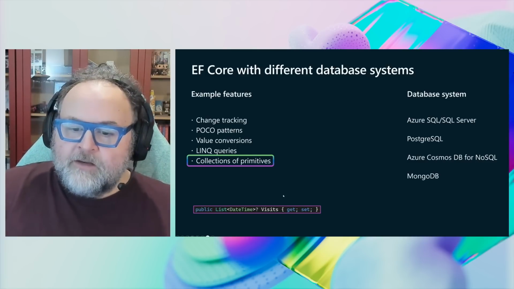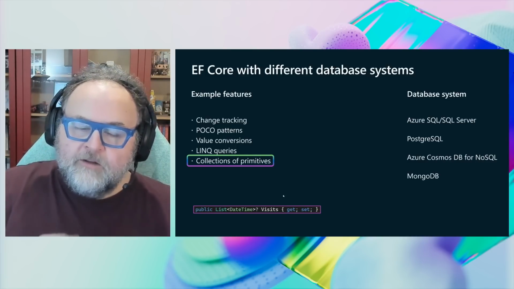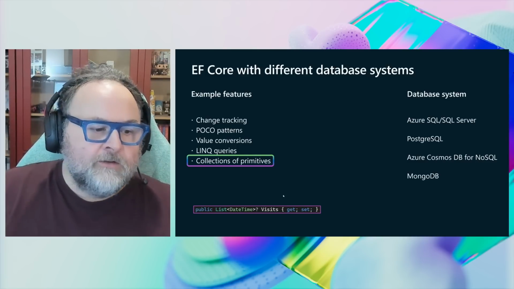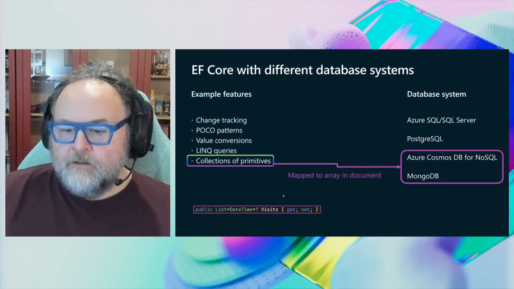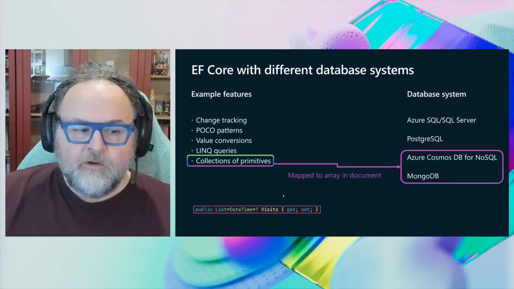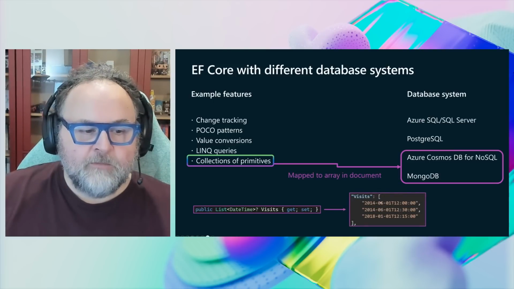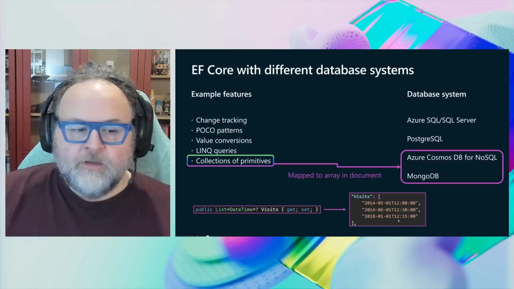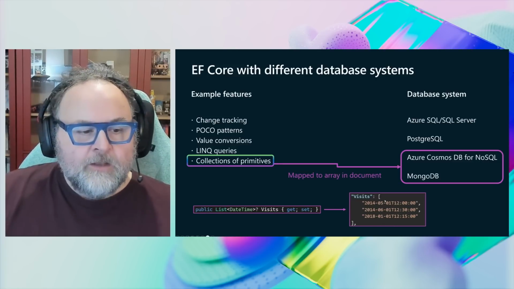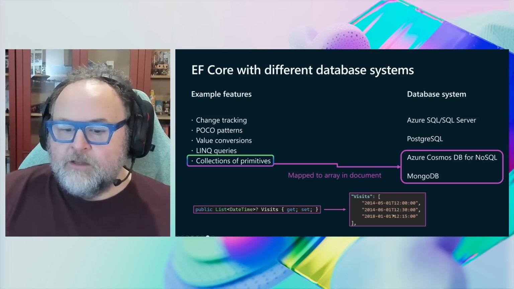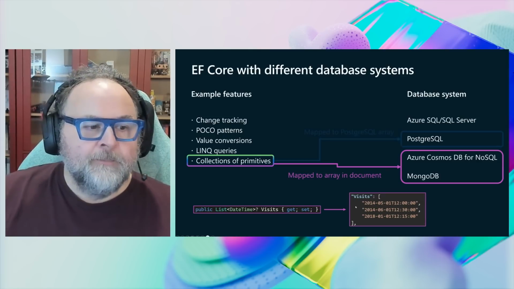The mapping of these is actually very different to documents, and then to Postgres, and then to Azure SQL. If we start at the bottom here with documents, mapping lists or collections of primitives to documents is super easy, because documents have this structure built in. I've used a JSON representation here, but if it's BSON or whatever else, you basically have this structure in document databases. So it's a simple one-to-one mapping.